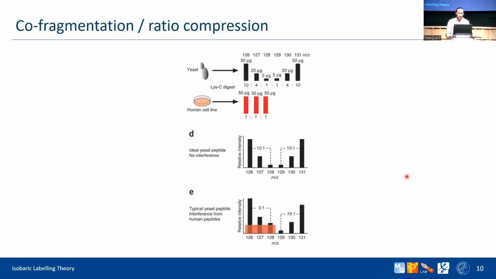So as I said, here, for example, we have an experiment where we have a yeast digest, and we have different channels, and the ratios are known. So it's 10 to 4 to 1. And on the left-hand side, we have a human cell line where the ratios are 1-to-1. And we deliberately contaminate it, right? And then we can see that instead of the true 10-to-1 that you should have seen, when you have a contaminating ion, the ratio is compressed to 3-to-1.